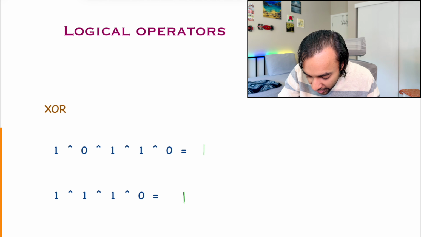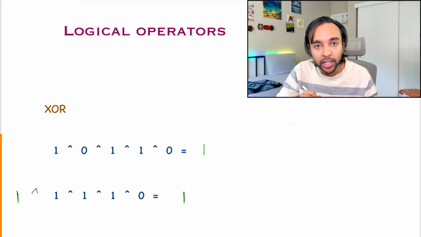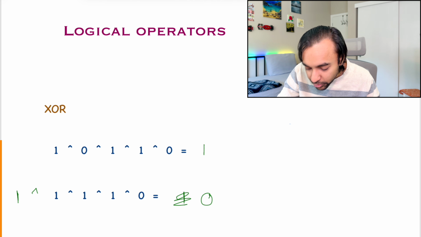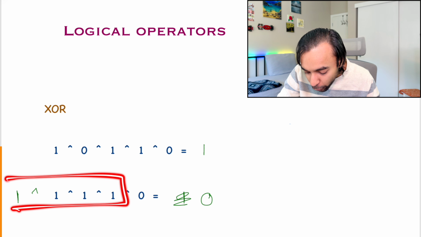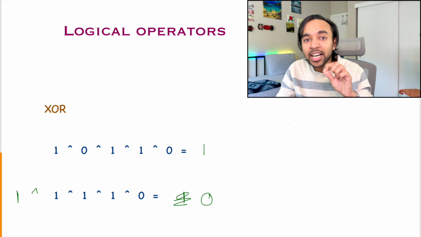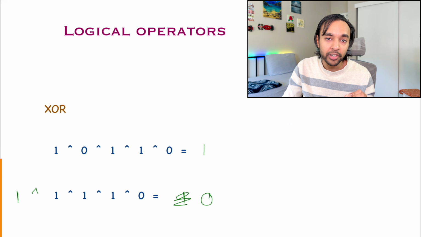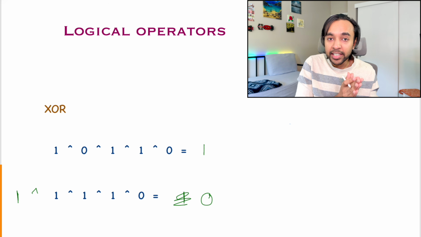In any scenario, if I had one more 1 available over here, then this would have changed to 0 because now I have 4 1s available. And this is how the exclusive OR operator works. And it is very interesting.